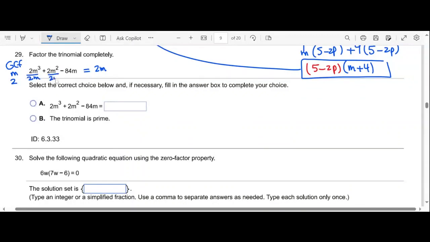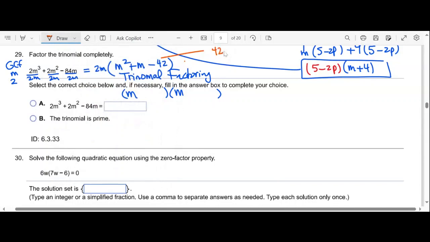Yes. So what's left? m squared plus m minus 42. Now, those are trinomial factoring. Okay? So let's try trinomial factoring. We say m and m. Now the 42 can be 42 times 1, or it could be 6 times 7.